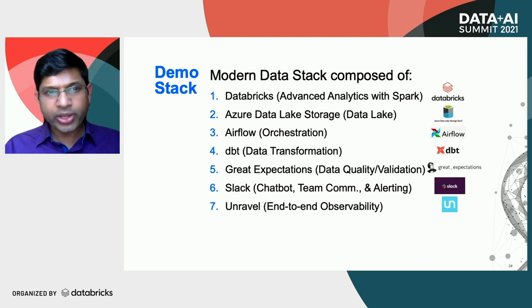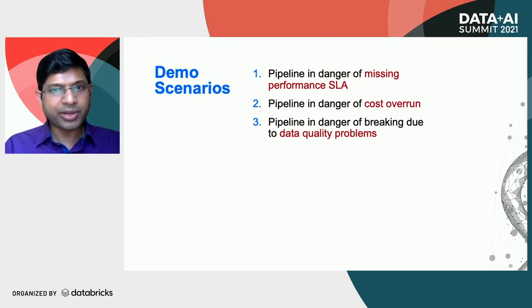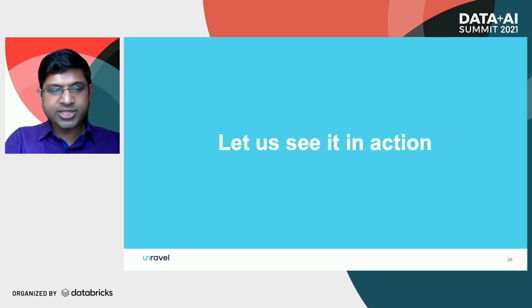I'll focus on three demo scenarios: a pipeline that is in danger of missing SLA, a pipeline that's having a cost overrun, and a pipeline that's having a data quality problem. So let's check it out in action.